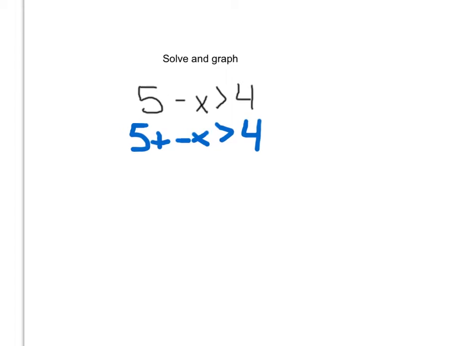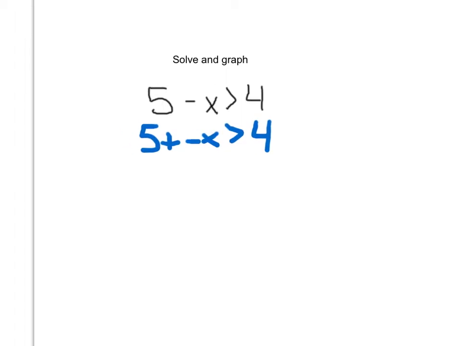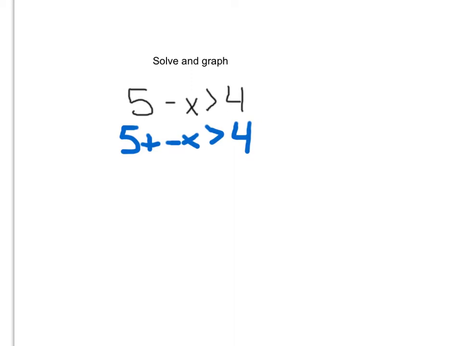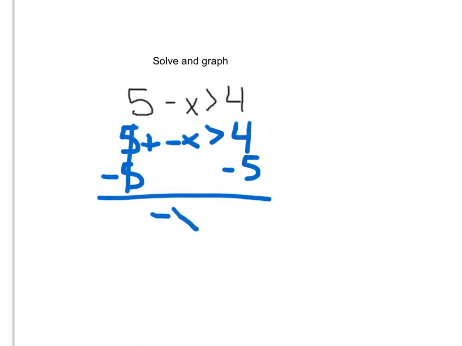Then after that we need to get rid of the 5. So we're going to take away 5 from both sides. Cancels, and we get the opposite of x is greater than negative 1. Now, we need to get the opposite of x. So we're going to divide by a negative 1 in this case.